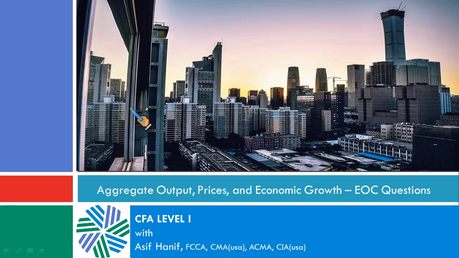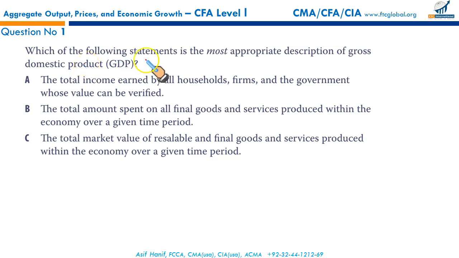Next reading is aggregate output, prices and economic growth. End of chapter questions. First question, which of the following statements is the most appropriate description of gross domestic product?